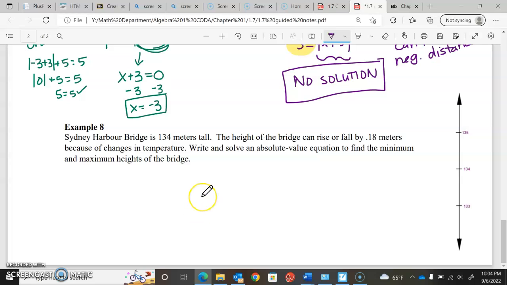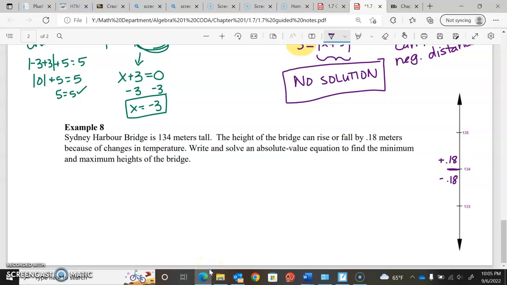All right. Let's look at a word problem now. So it says the Sydney Harbor Bridge is 134 meters tall. The height of the bridge can rise or fall by 0.18 meters because of changes in temperature. Write and solve an absolute value equation to find the minimum and maximum heights of the bridge. Now you probably can just figure this out, right? Here's the height, 134. We can either add 0.18 or subtract 0.18, right? It can rise or fall by 0.18 meters.